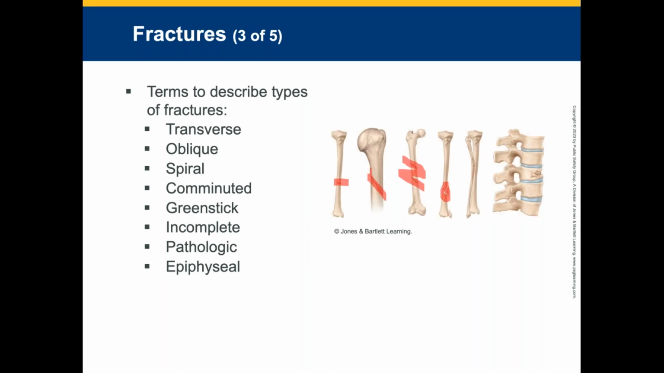This is spinal here, compression. They can be incomplete, pathologic as well, or epiphyseal fracture as well. When would we most likely see greenstick? In younger kids. Yeah, the younger children, right? Exactly.